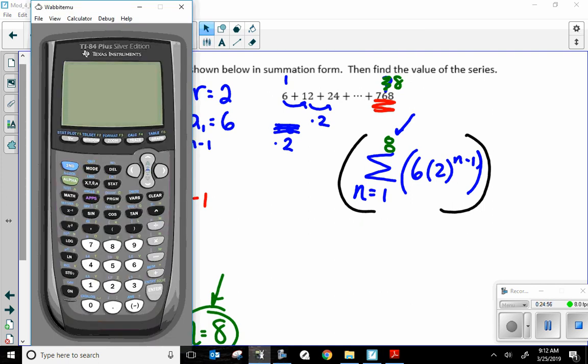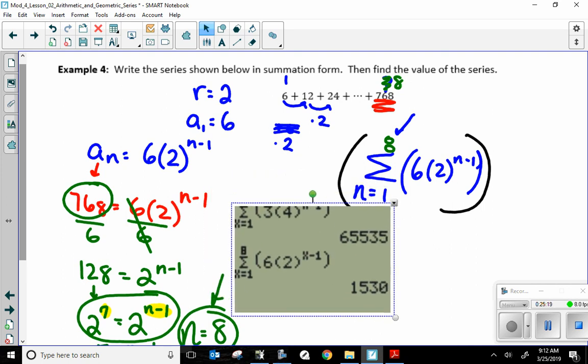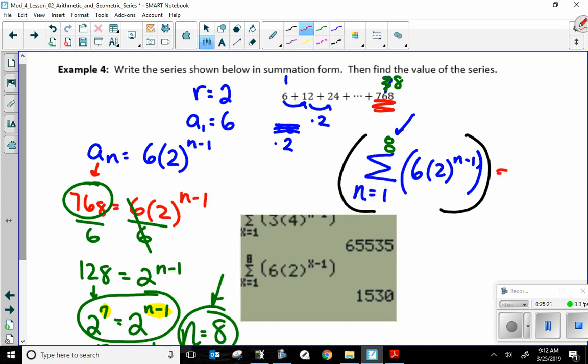Turn this on. Math 0. How I love thee. When x equals 1, all the way to 8, of 6 times 2 raised to the x minus 1. I hit enter, and I get 1,530. And that is exactly what you should get. Let's call that 1,530. And we are all good to go.